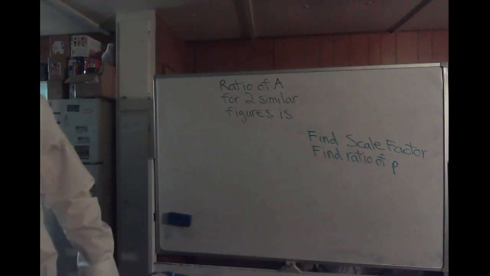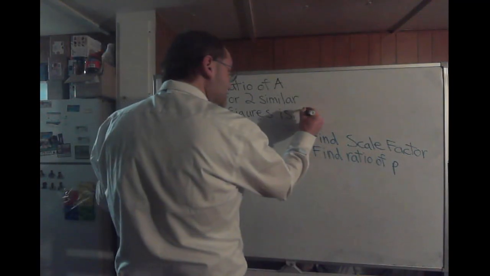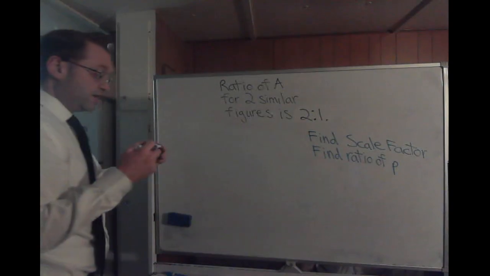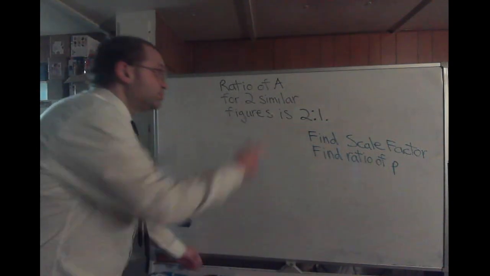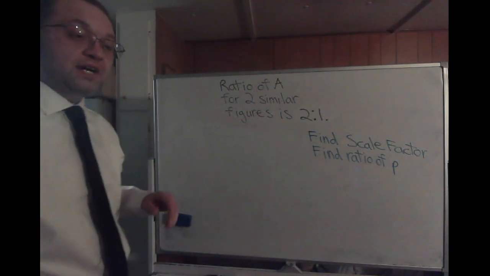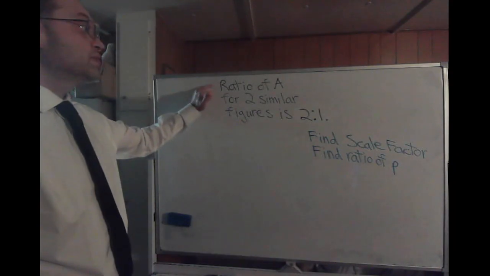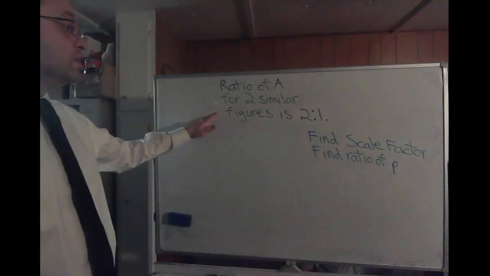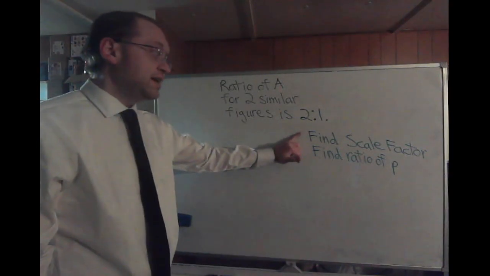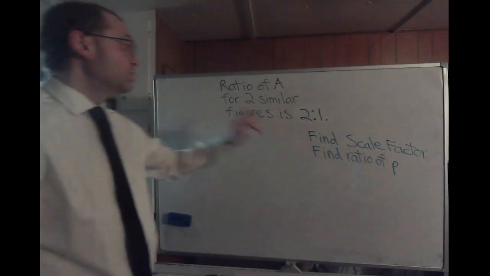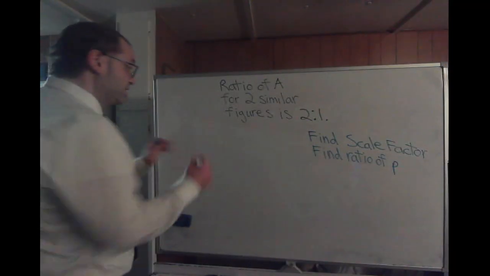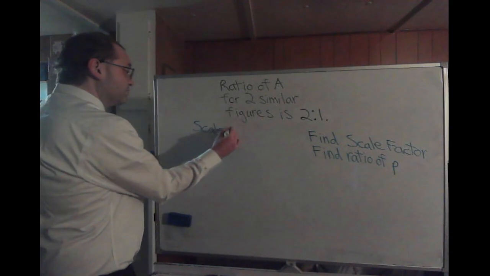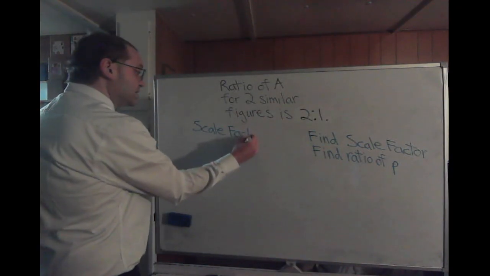Now, this is different. The ratio of areas is 2 to 1. That's going to screw with some people a little bit. The ratio of areas is 2 to 1. That 2 to 1 almost looks like it should be a scale factor, doesn't it? But it's not. They tell you the ratio of the areas for two similar figures is 2 to 1. So we need to find, of course, the scale factor and the ratio of the perimeters. Well, to find the scale factor, you take the square roots of the ratios of your areas.